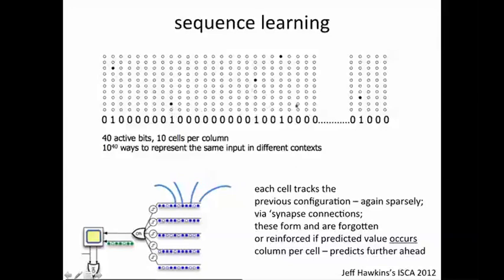And similarly for every cell in the pattern. As a result, this pattern can be stored in 10 to the 40 different contexts, and so one is able to remember sequences using this representation. So sequence learning is the second most important part of hierarchical temporal memory.